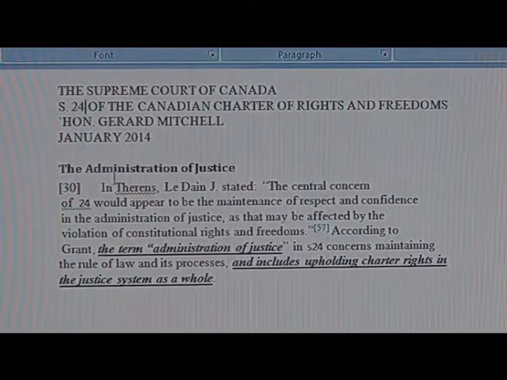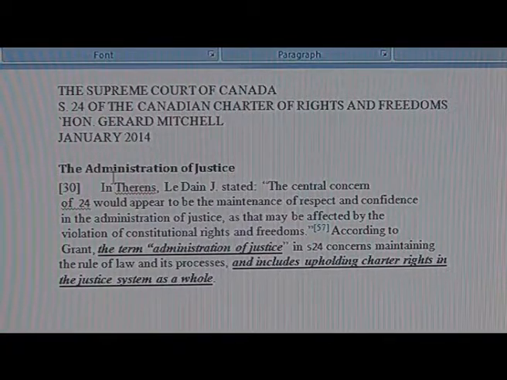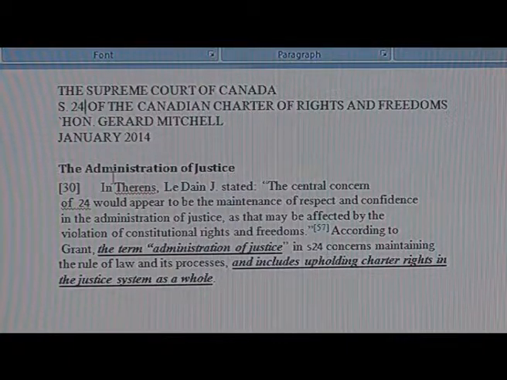Now, when we look at Article 30 of this judgment, it says the administration of justice. The central concern of Section 24 would appear to be the maintenance of respect and confidence in the administration of justice, as that may be affected by the violation of constitutional rights and freedoms. According to Grant, the term administration of justice in Section 24 concerns maintaining the rule of law and its process, and includes upholding charter rights in the justice system as a whole. So when you use the term administration of justice, what you are actually speaking about is upholding charter rights and freedoms in the justice system.